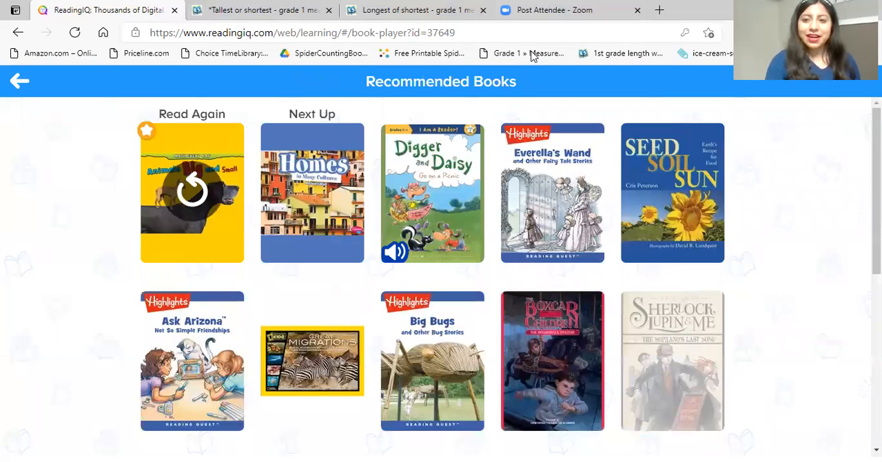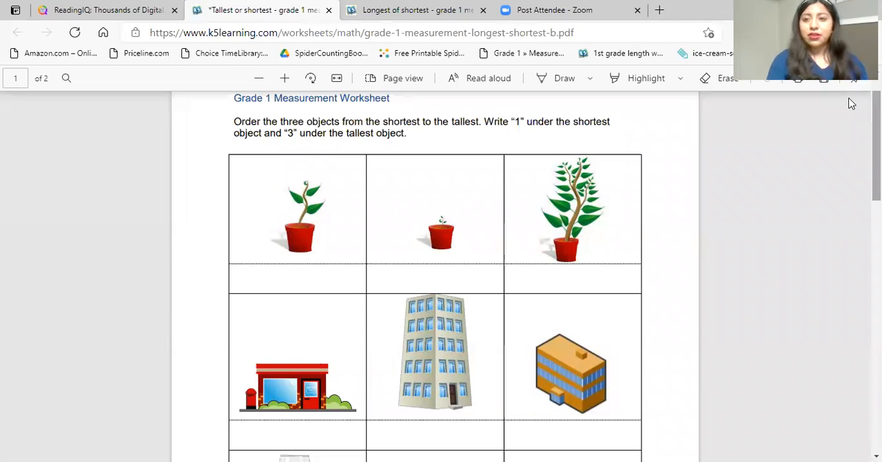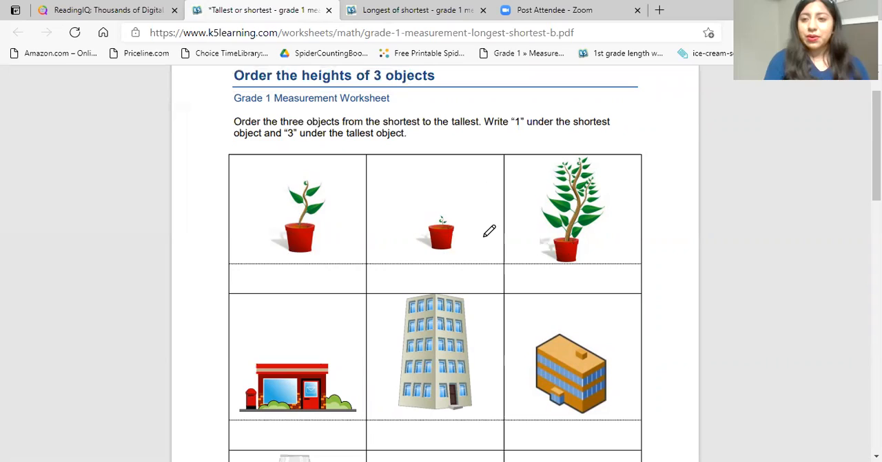All right, let me stop sharing my screen. And I'm going to share with you another screen right here. I'm going to share with you this assignment that we're going to be practicing, okay? So let me just get my pencil. We have three objects, as you can see. We're going to be ordering them from shortest to tallest.